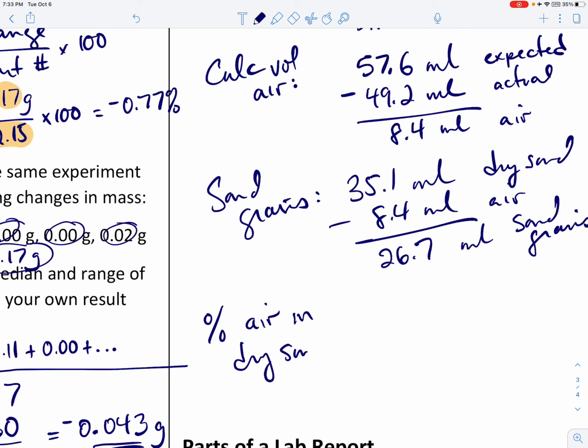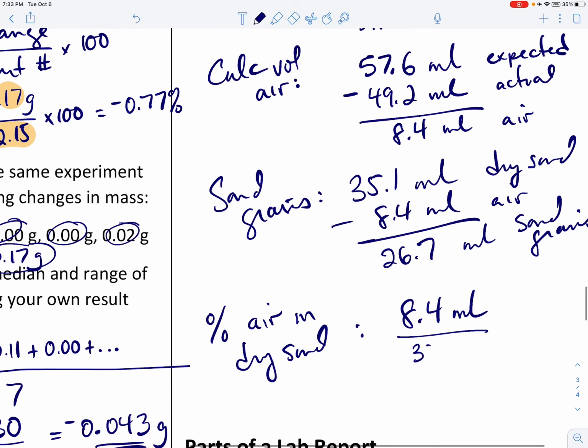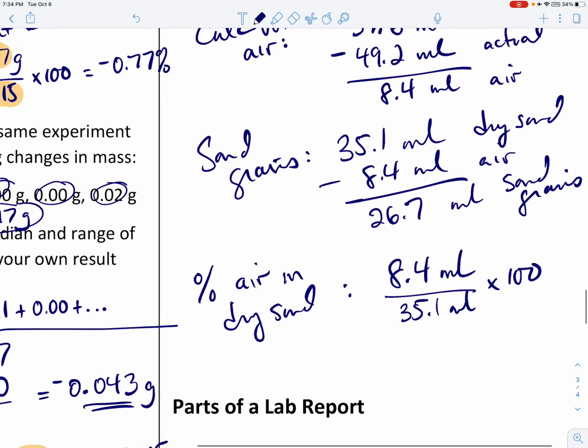Finally, we want to know the percentage of air in the dry sand. Since we want percentage of air, we'll take the volume of air as our starting point, 8.4 milliliters, in the dry sand. So we'll divide that by the volume of the dry sand, which was 35.1 milliliters. And to get a percent, you times by 100. So 8.4 divided by 35.1 and times by 100.